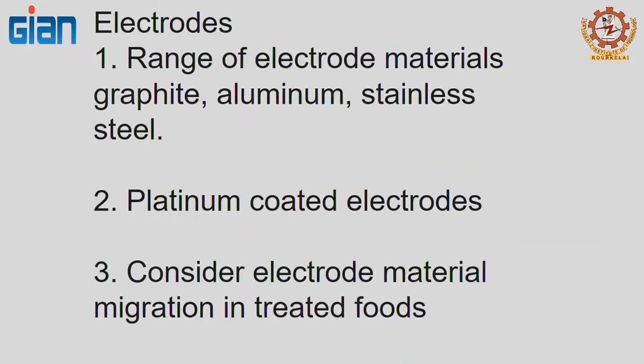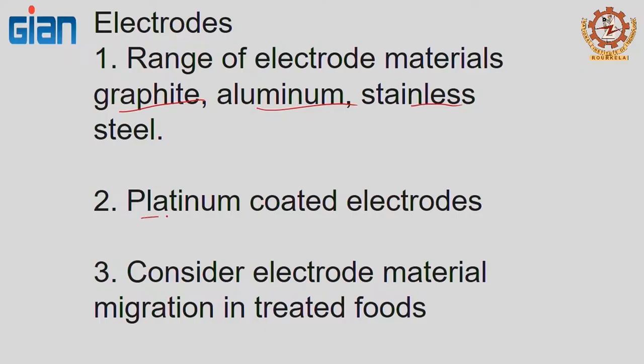Now, what type of electrodes do people use? There are different electrodes that can be used. The electrodes may be made of graphite, aluminum, or stainless steel. When you use different metal electrodes, you can potentially have what is called electrolysis, which can introduce some undesirable compounds.